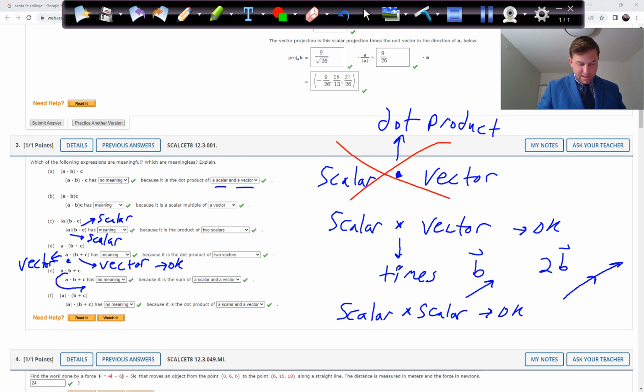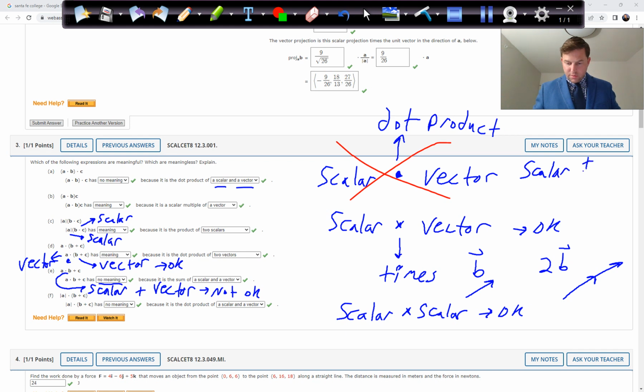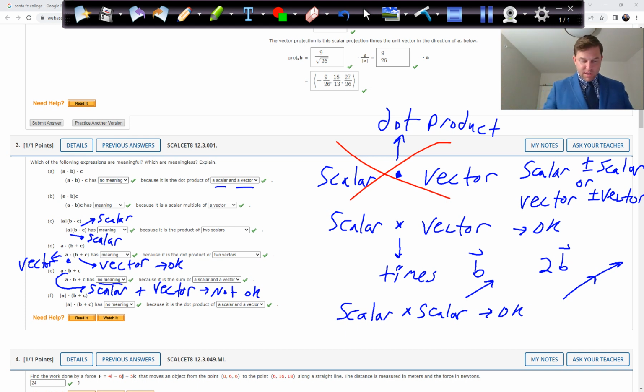In this one, order of operations says we would do left to right. So A dot B is going to give us a scalar. Then we're trying to add this to a vector. This one is not okay. So it does not have meaning, because you can't add a scalar and a vector. You can only add vectors and vectors. So you can do scalar plus or minus scalar. That one's okay. You can do vector plus or minus vector. That one's okay. But you can't mix those two up. You can't do scalars and vectors or vectors and scalars when you're adding or subtracting.